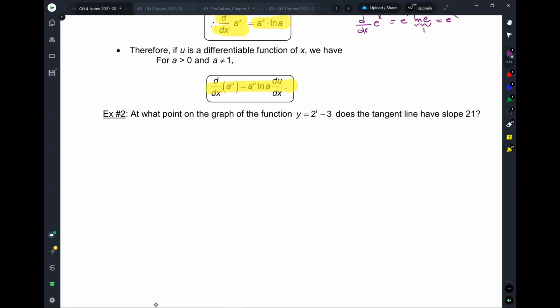At what point on the graph of the function y equals this does the tangent line have slope 21? Okay. Well, first I need to find the slope, right? To find the slope, y prime equals the derivative of 2 to the t, which is 2 to the t ln of 2. The derivative of minus 3 is just 0. So that's the slope. I want the slope to be 21.